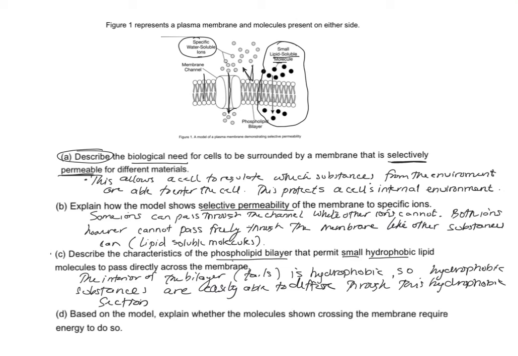Based on the model, explain whether the molecules shown crossing the membrane require energy to do so. So remember, passive transport is a type of transport that doesn't require energy, and active transport requires energy, and that's mainly because of the concentration gradient that exists across the membrane. So with active transport, it needs energy because it moves substances from low to high concentration. With passive transport, it can only move substances from high to low concentration areas.